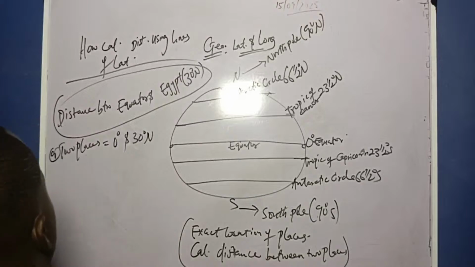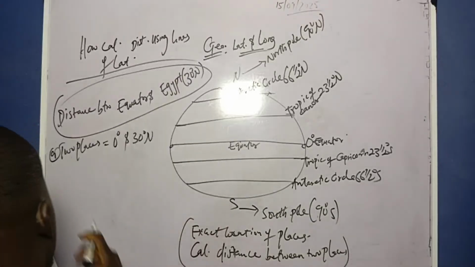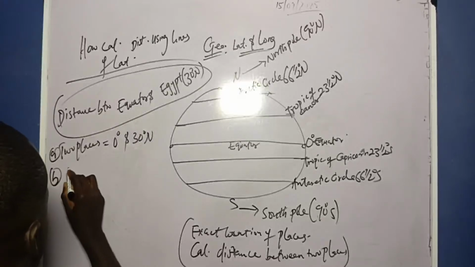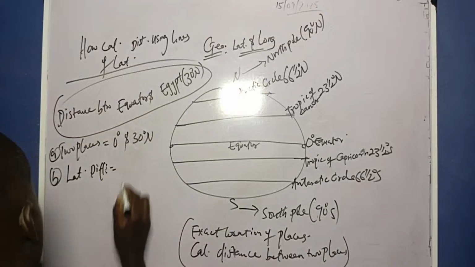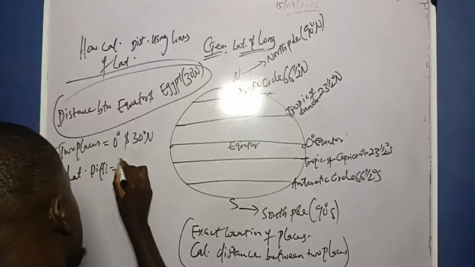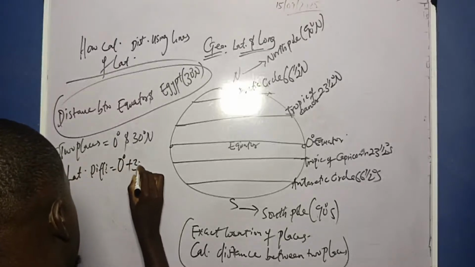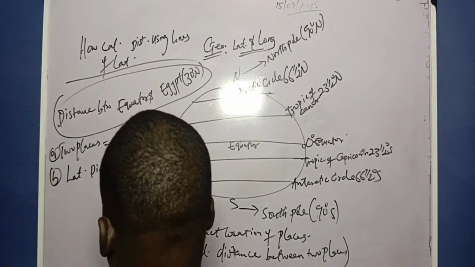Now, the second thing you need to do is find the latitude difference. So what is the latitude difference of these two regions? The latitude difference is 0 degrees plus 30 degrees, which is 30 degrees. That is the latitude difference.